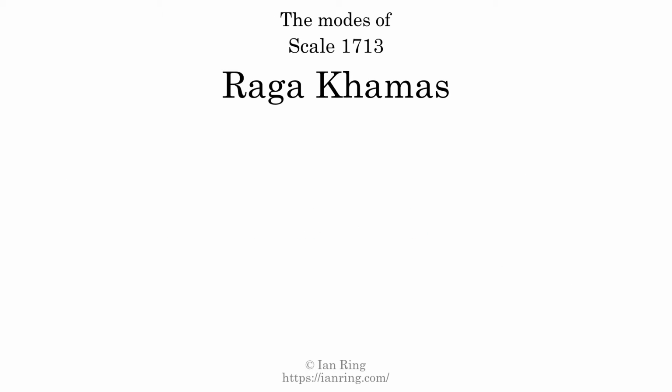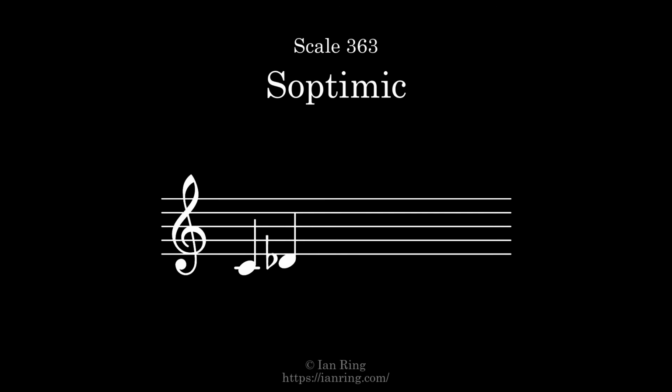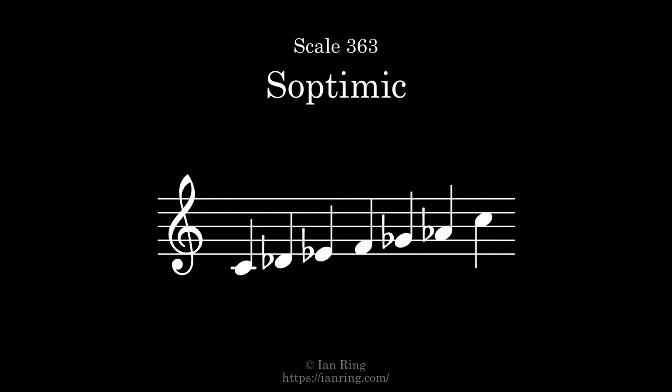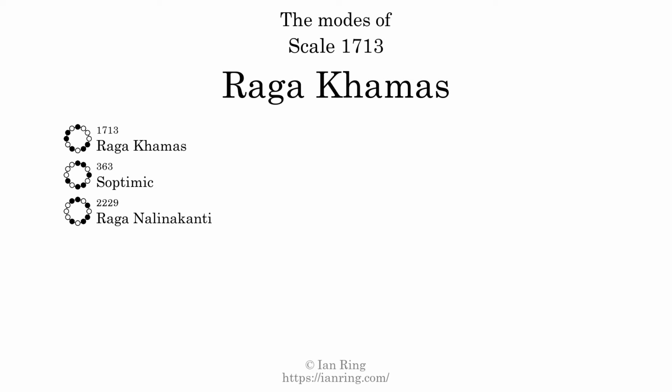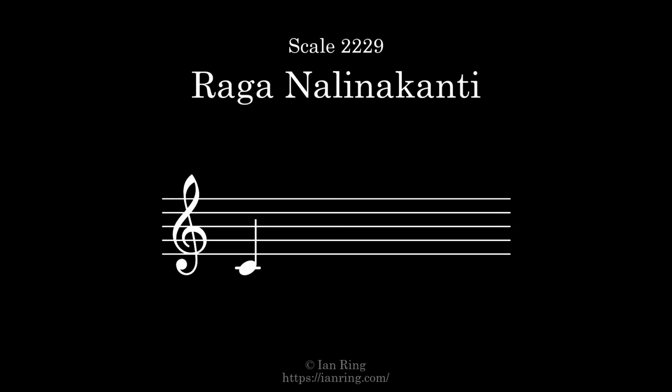This scale has 6 modes. The first mode is itself. The second mode is scale 363, also known as optimic. It sounds like this. The third mode is scale 2229, also known as Raga Khamas. It sounds like this.